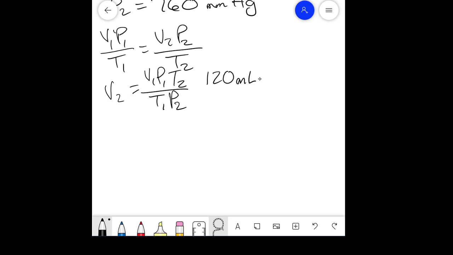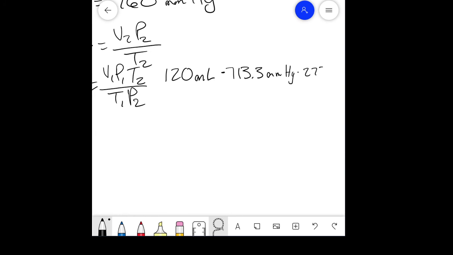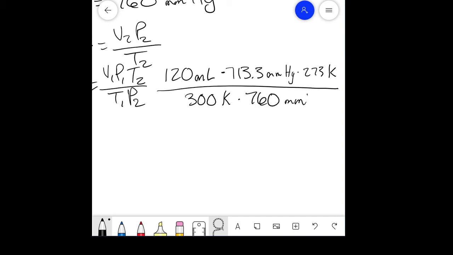So our first volume, our adjusted first pressure, our second temperature, which is our standard, our first temperature that I converted to Kelvin, do not forget to do that, and then our second pressure, which is standard. Plug that in the calculator and round to 2 sig figs, which somehow I have 3. I guess it comes out to something like 100. That would be 3 sig figs.